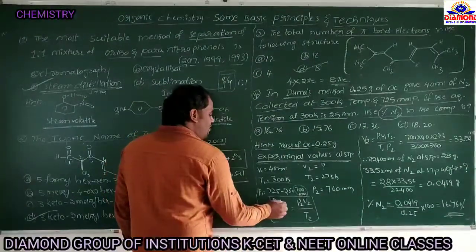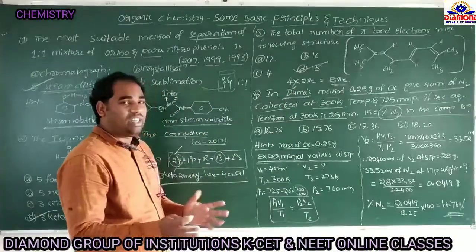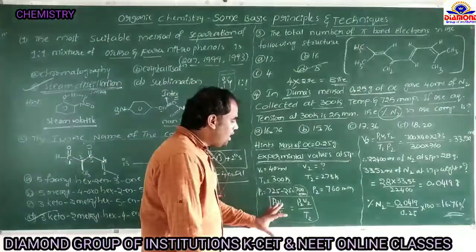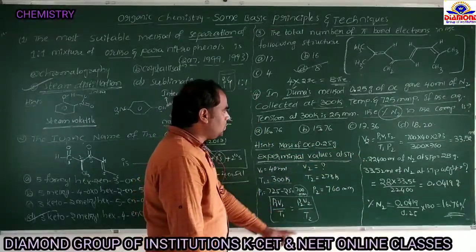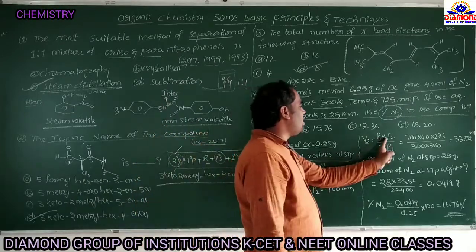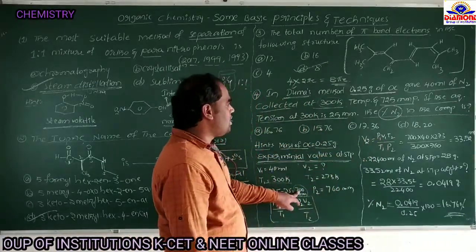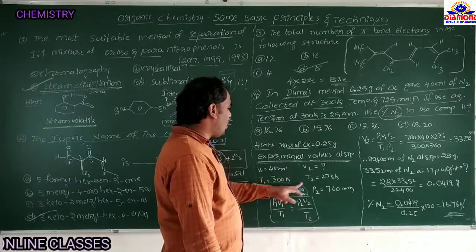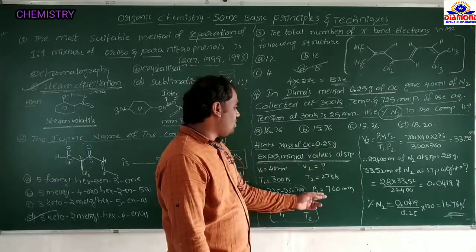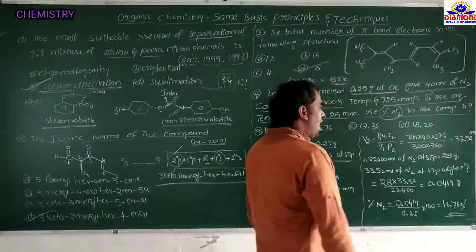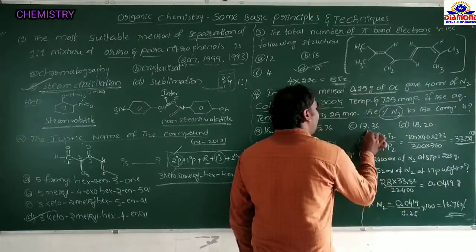The related equation in Dumas method is P1 V1 by T1 equal to P2 V2 by T2. In this equation, first we have to find V2. Therefore V2 equals P1 V1 T2 by T1 P2. Substitute the values: P1 is 700, V1 is 40, T2 is 273, T1 is 300, and P2 is 760. By simplification we get 33.52 ml of nitrogen, that is the V2 value.